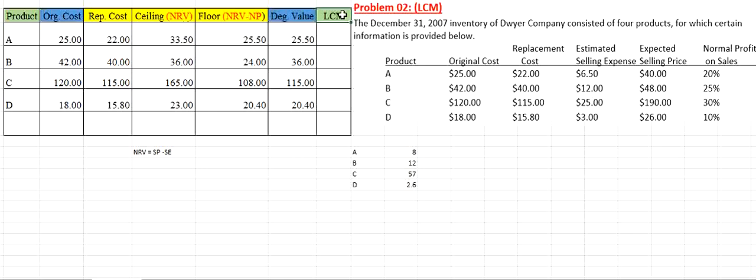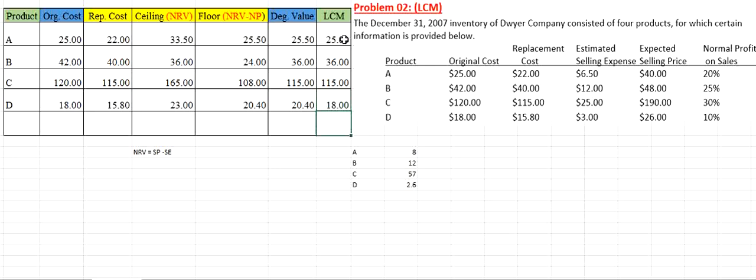Now, ladies and gentlemen, if you remember the light blue color of the previous video, our last step of calculating the LCM would be that we're gonna compare the cost of the inventory with its designated value, and whichever is the lower one, that we're gonna select. So we got a cost of 25 for product A and 25.50 designated value. So for sure 25 is the smallest value in these two. For product B, we have 42 and 36. So 36 is the smallest value. For product C, it's 120 and 115. So I'm gonna choose 115 as the smallest value. And the cost of product D is 18, while the designated value is 20.40. So I'm gonna choose 18.